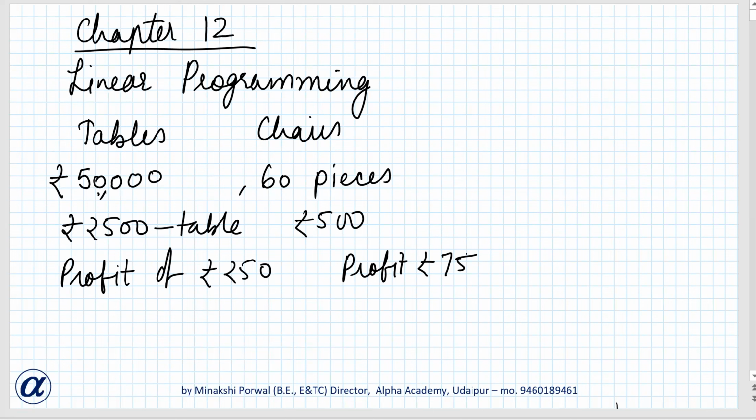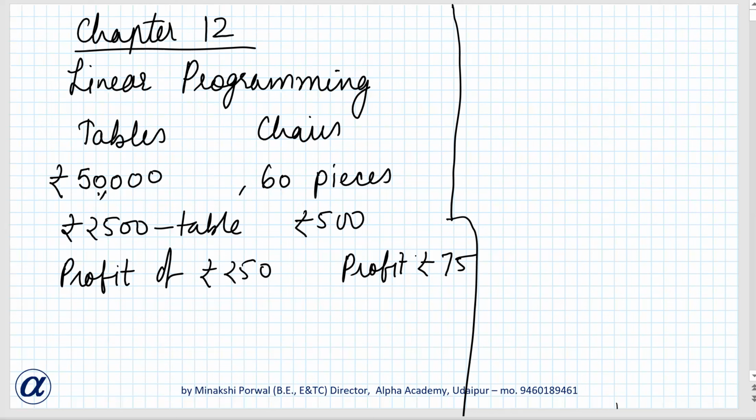So this is a problem actually. This type of problem, in which we have to either maximize something or minimize something, is called an optimization problem. Optimization problem means either we have to maximize the profit or we have to minimize the cost. Whenever there is something to maximize or minimize, this type of problem is called an optimization problem.